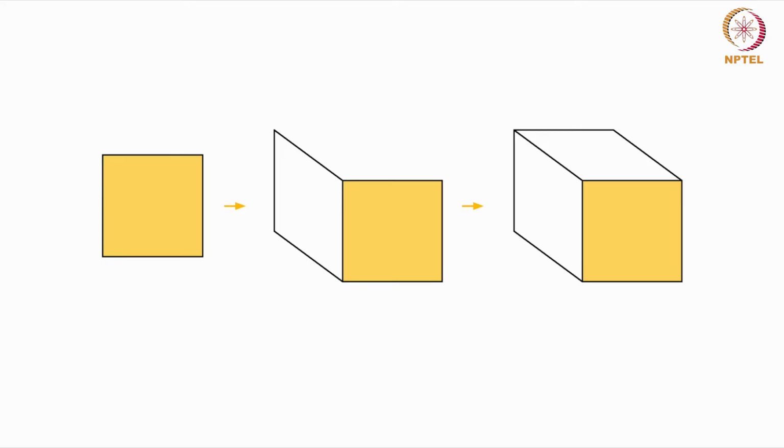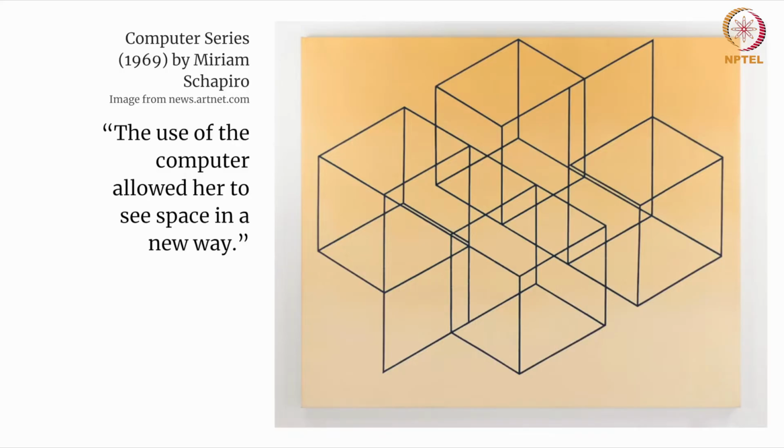So, based on similar assumptions, this is an interesting work done by famous US based artist Miriam Sapiro. She has used the concept of adding different planes to create an illusion of 3D form. And for this, she has used a computer. The use of computer allows her to see space in a very new way. It also facilitated a lot of experimentation to help create complex form and structure.